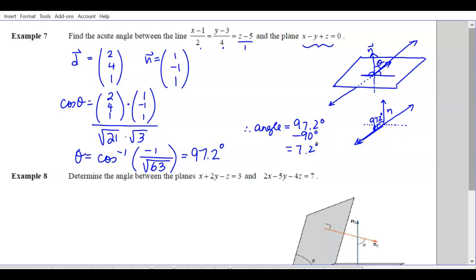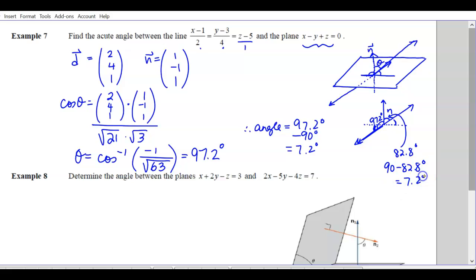Or if you thought about this as, well, that angle is 97.2, and I want the acute angle, that would be this angle over here, which would be 82.8. But still, that's not the angle between the line and the plane. It's the angle between the normal and the line. So to get this, we would then subtract 82.8 from 90 and get 7.2.